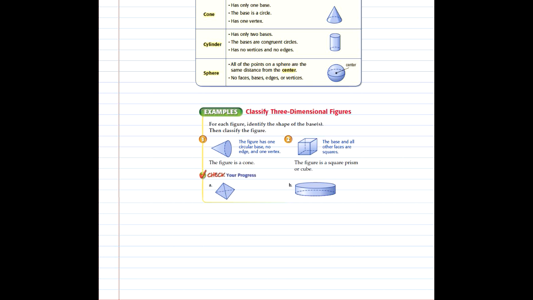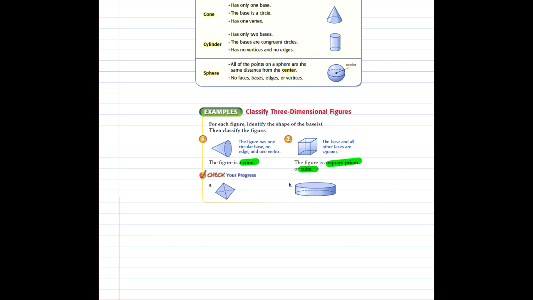Classifying three-dimensional figures. For each figure, identify the shape of the base, then classify the figure. In example 1, the figure has 1 circular base, no edge, and 1 vertex. It is a cone. In the second figure, the base and all other faces are squares. This would then be a square prism or a cube.